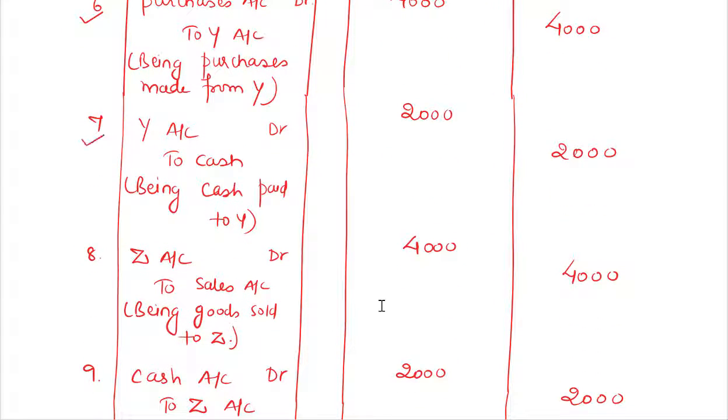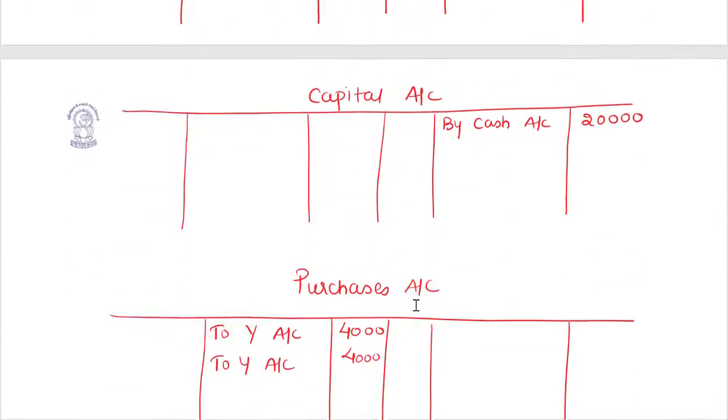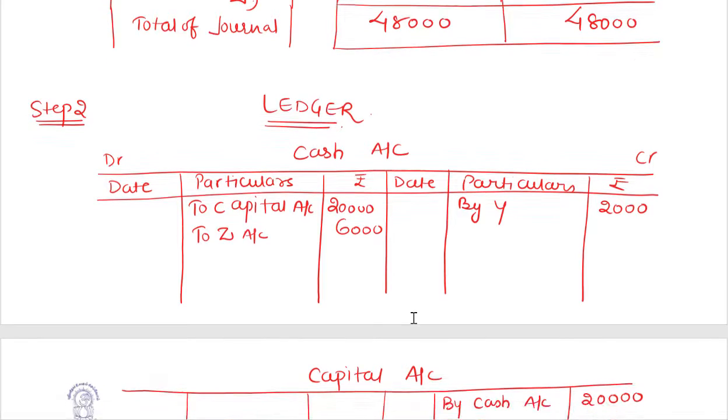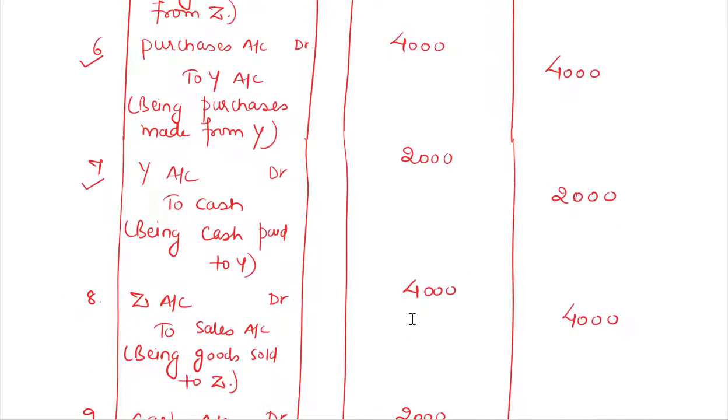Let's see the seventh entry now. Y to cash, that means in Y's account we will write on the debit side to cash, and in cash account on the credit side we'll write by Y 2000. On Y's account we have written to cash, the amount is 2000, and in cash account we will write by Y 2000. I hope it is clear.